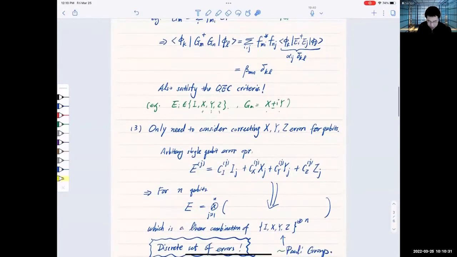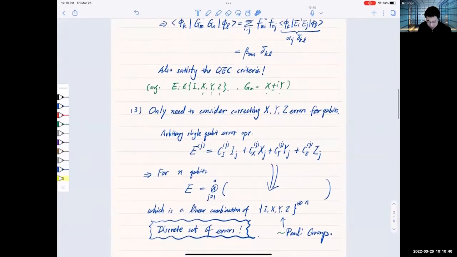Then for n qubits, it will always be some tensor product of these individual qubit errors. You can write it as a linear combination of individual Pauli operators, and the error correction will project it into a discrete set of errors. And therefore, we can have a very concise statement and also design for quantum error correction.